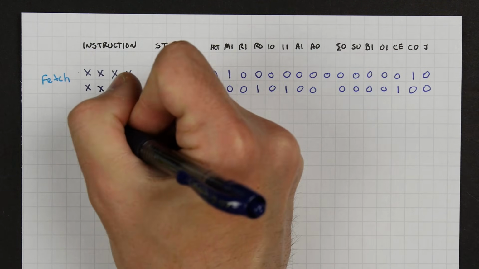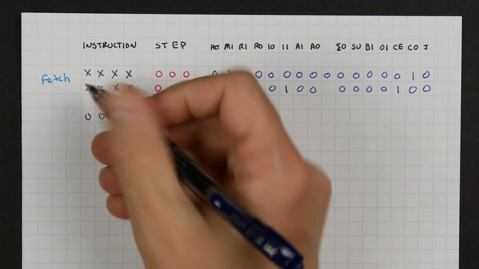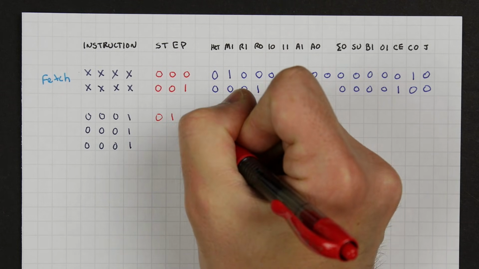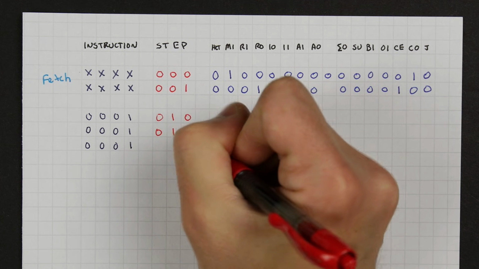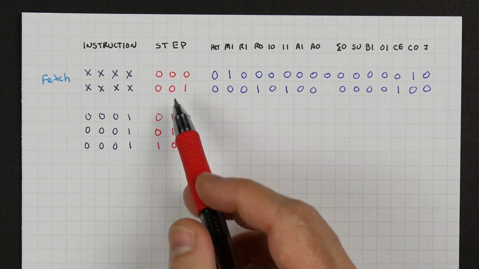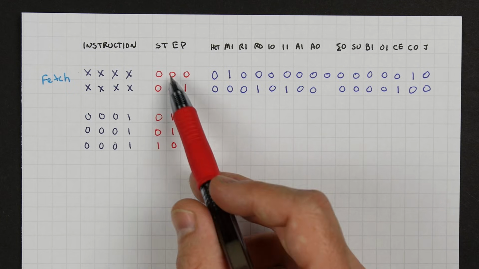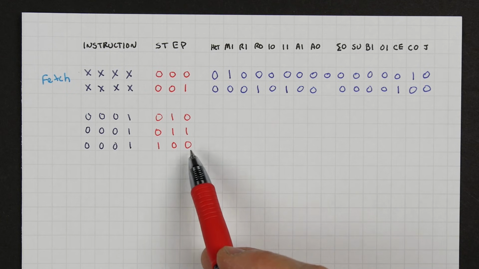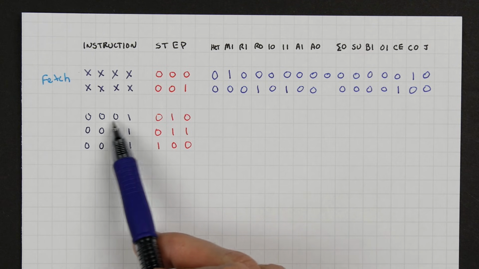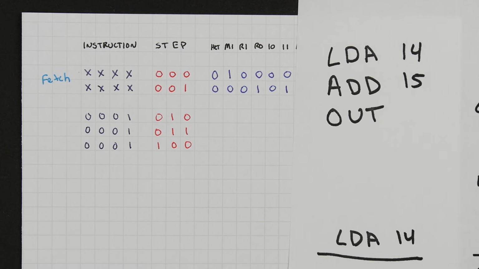So in that case, we have 0001 in our instruction register for the next 3 steps. That's going to be step 010, 011, and then 100. And then once this step counter gets to 4, it resets back to 0, which we saw in the last video. Since we have 0001 in our instruction register, we know that we're going to be doing a load A.